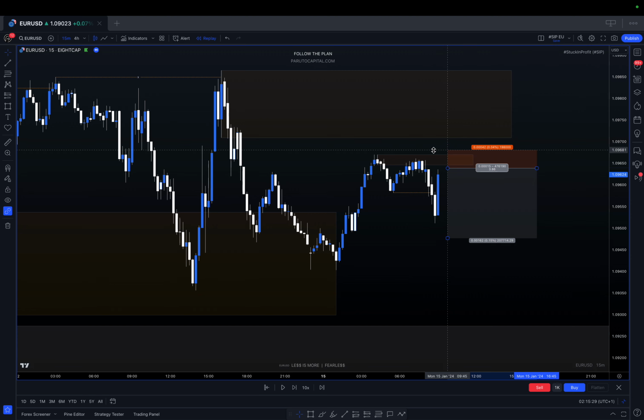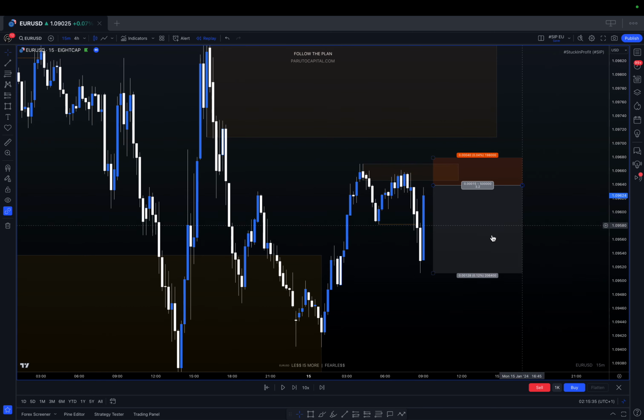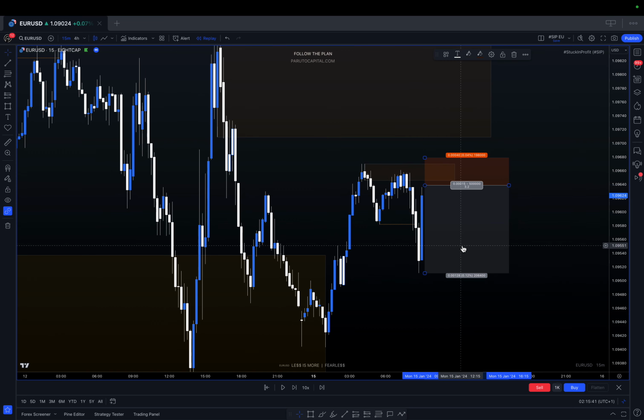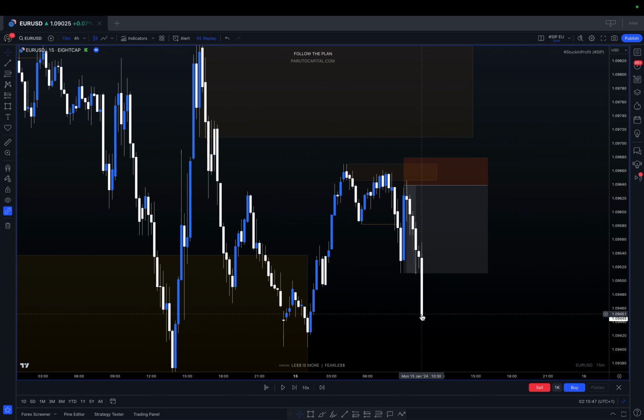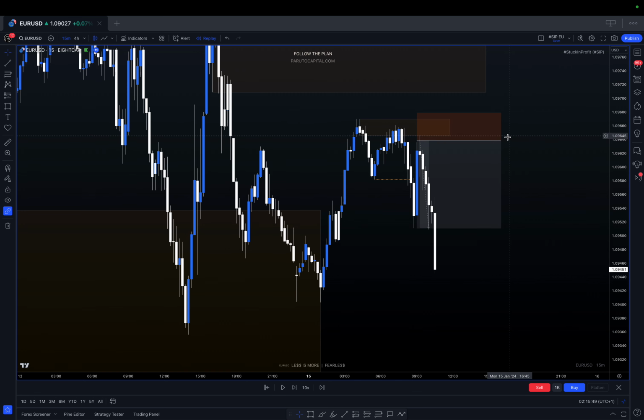So here we have our stop above this area like this, and then our low, just being conservative, our next target should be the last low, right? So with this now, let's see what happens. Okay, perfect. So that's our first trade.